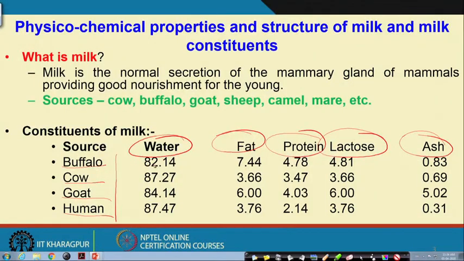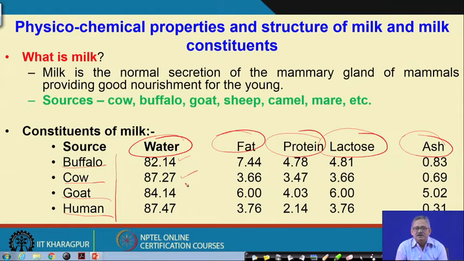You see, buffalo contains water around 82.14%, cow around 87.27%. This is not exact; if you think that all buffalo will have that, all cow will have that, not like this. These are representative values. It gives you an idea that cow milk will have more water than buffalo milk, right? Goat around 84.17, human around 87.47, these are water content. Fat content, you see, it varies: 7.44 for buffalo, then 3.66 for cow, 6 for goat, 3.76 for human.